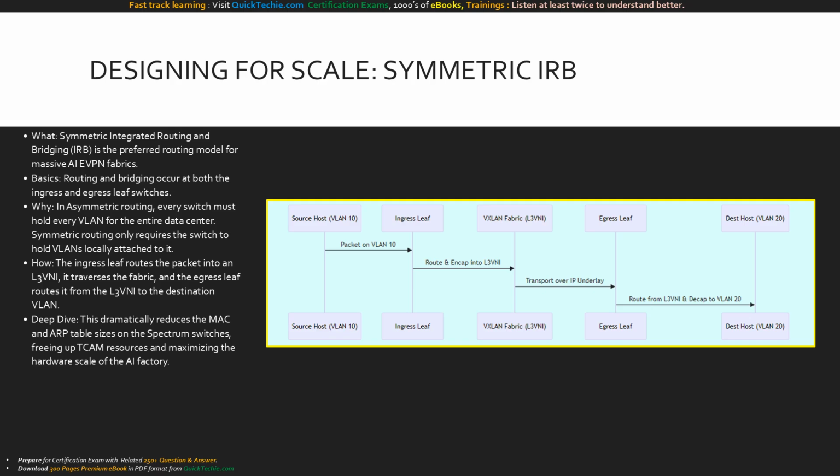Follow the packet flow in the sequence diagram to see symmetric IRB in action. The source host sends a packet on VLAN 10. The ingress leaf routes it into the shared L3 VNI and encapsulates it in VXLAN. It travels the fabric. Finally, the egress leaf decapsulates it, routes it out of the L3 VNI, and delivers it to VLAN 20. Routing happens twice, symmetrically.